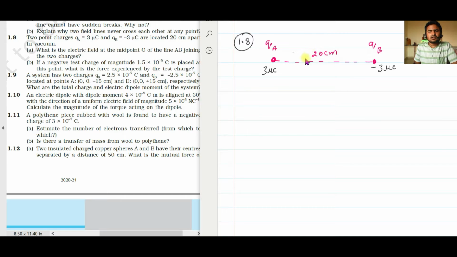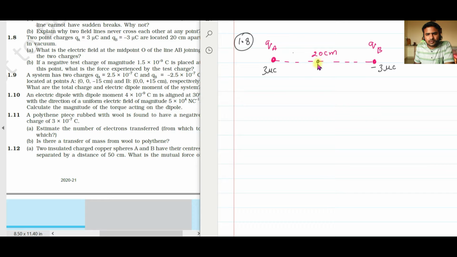That is much greater. So generally we don't call this a dipole, because the condition for a dipole is that the two charges must be separated by a very small distance, maybe 1 millimeter, or lesser than centimeters. So it shouldn't be in centimeters, and we cannot call it a dipole. But nevertheless they are asking us to find the electrical field at the center.